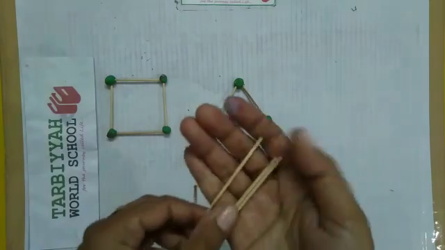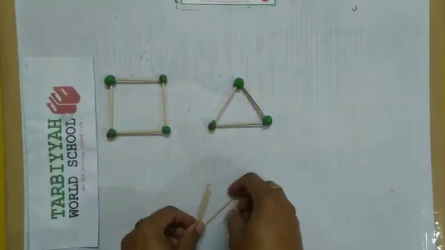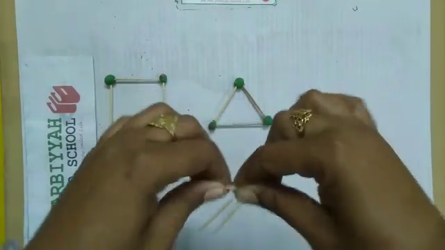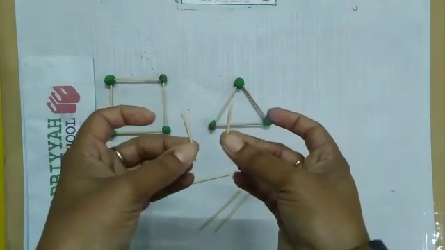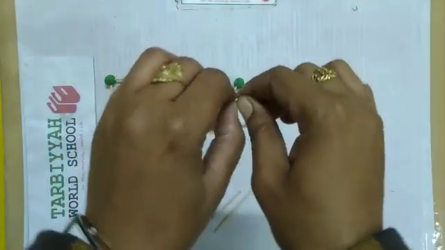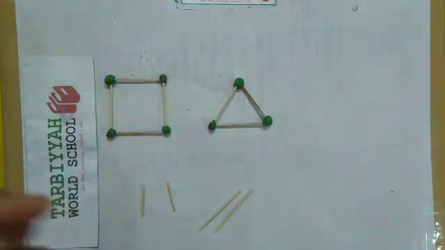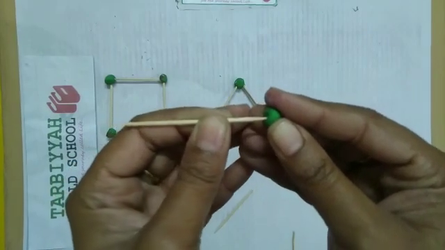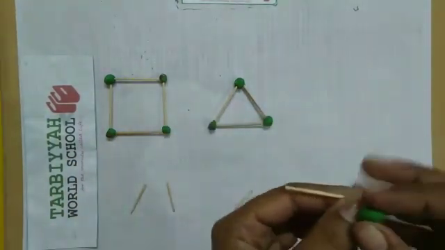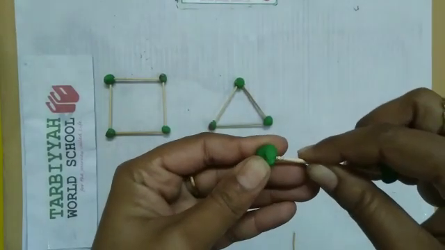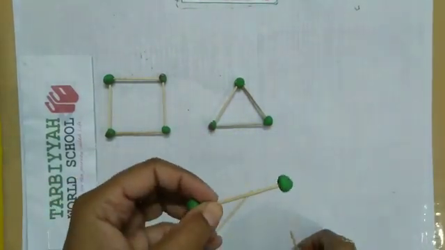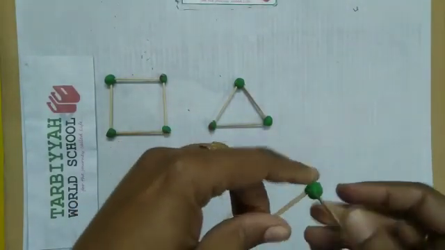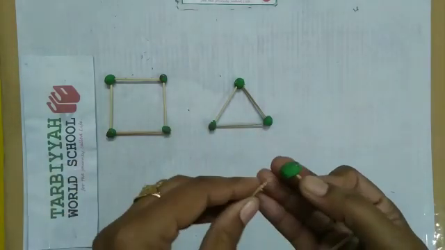So, we need 4 toothpicks, and from the 2 toothpicks we can divide into 2 parts like this. Okay, like this, like this. Now take one toothpick and put this toothpick into the ball from one side, then from another side, and this one like this and like this.